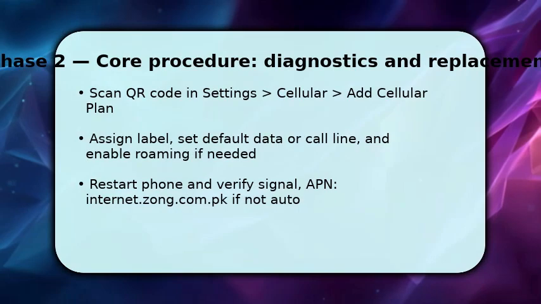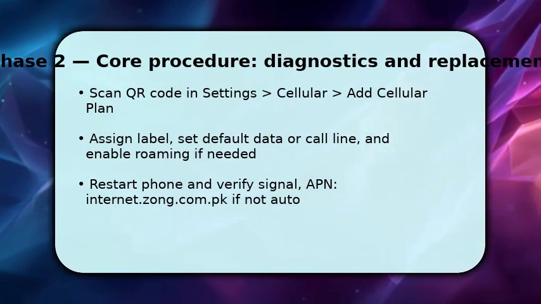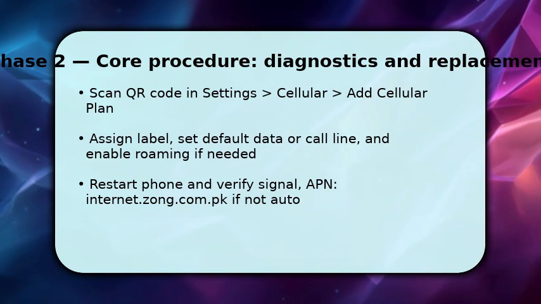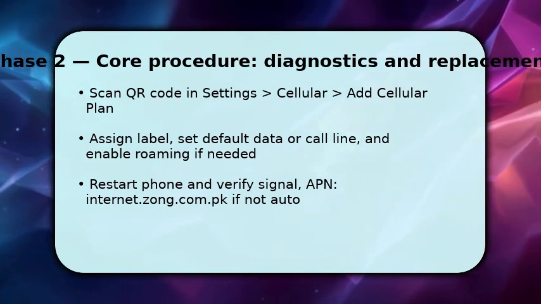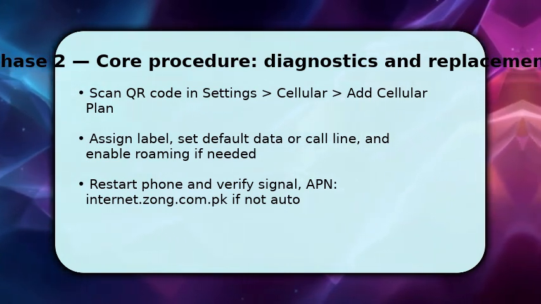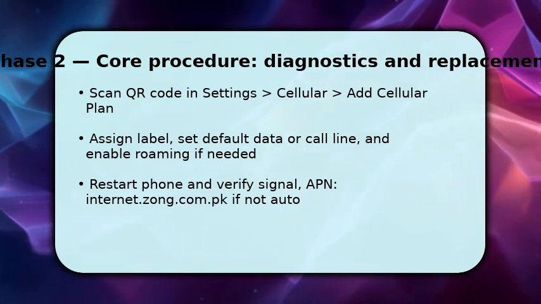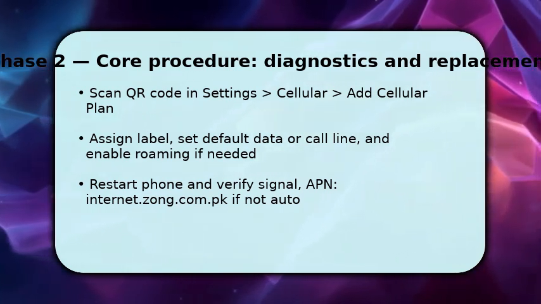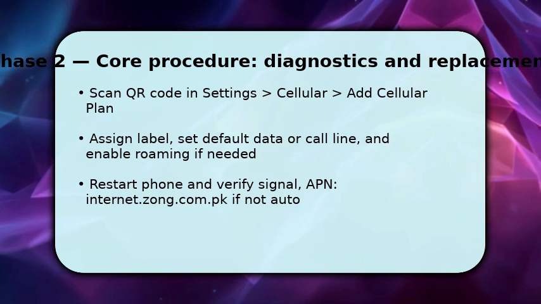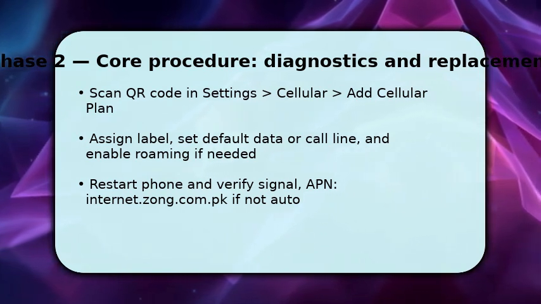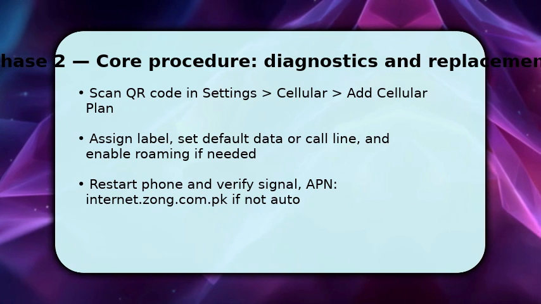Now install the eSIM. Open settings, go to cellular or mobile data, and choose Add Cellular Plan. Scan the QR code or manually enter the activation code. The phone will download the eSIM profile. After that, assign a label and choose whether this line is your default for data, calls, or messages. This matters when you have 2 lines.